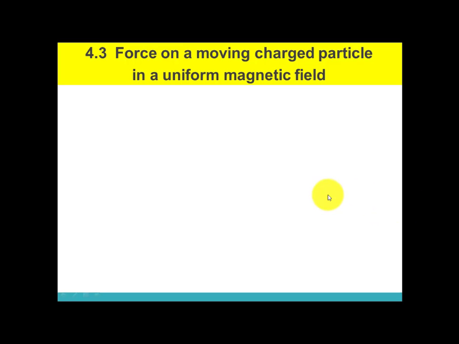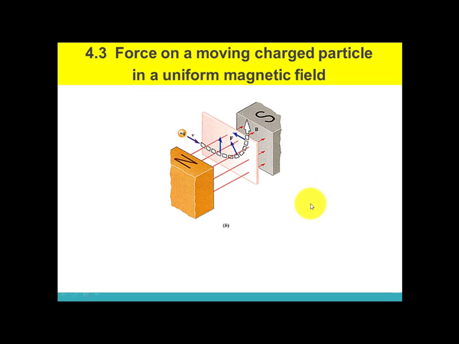Everyone, let us continue with 4.3, force on a moving charged particle in a uniform magnetic field. So this is a charge moving in a uniform magnetic field. This is the north, this is the south pole. So you can see the direction of the particle.